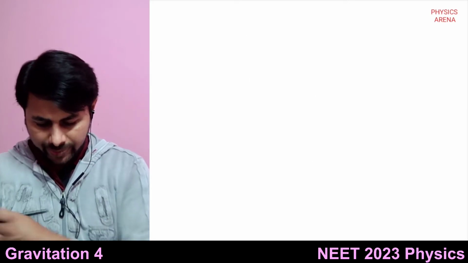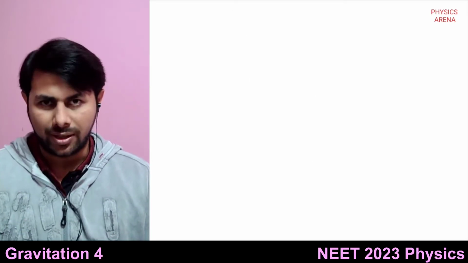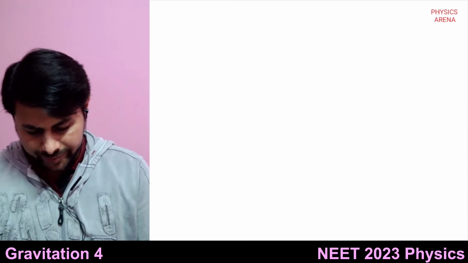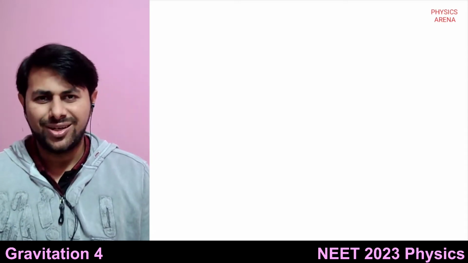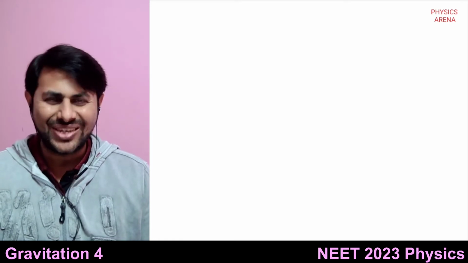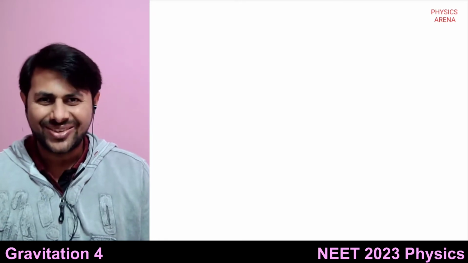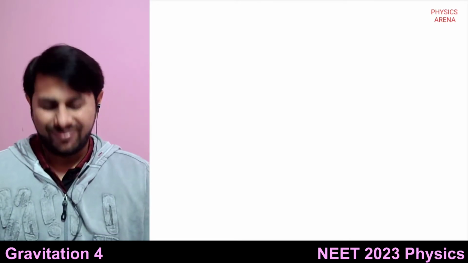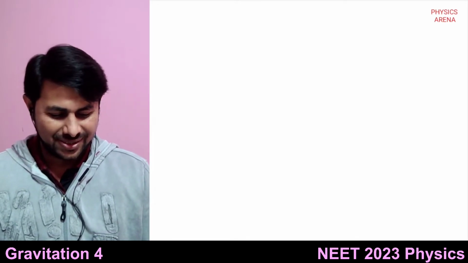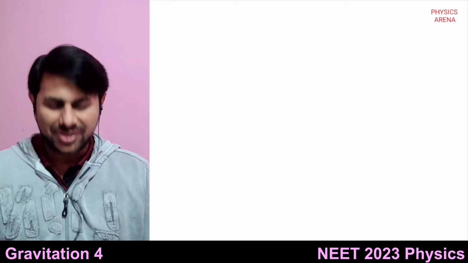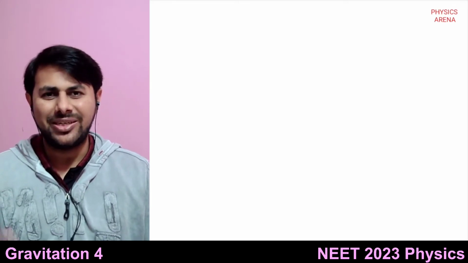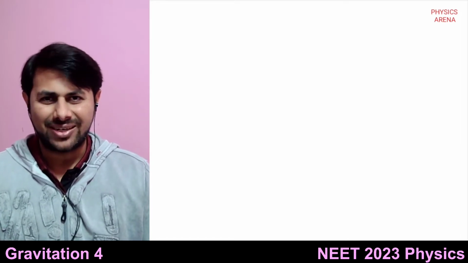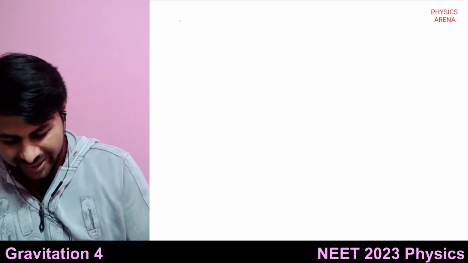Now let us find out escape speed for a body which is on the Earth's surface. Okay, so there is anybody whom you don't like, and you want to throw that person or that body, and you want that person to never come back. So with how much speed you must throw that person so that it will never come back. Okay, so let's find out that.